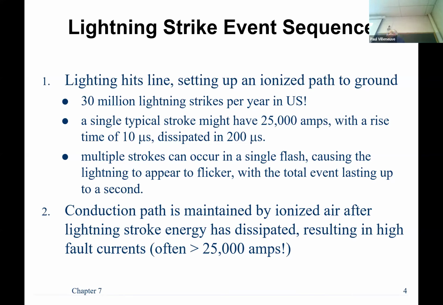But you can get multiple strokes, and in some cases, they can last up to a full second. And then you have this conduction path, which means that ionized air, unless it's particularly windy, is going to stay. So even after the stroke energy has dissipated, you're still going to be getting possibly over 25,000 amps of current. That's why you can see a tree explode if it's been hit by lightning, because 25,000 amps going through something that isn't designed for it heats up so quickly, it explodes.